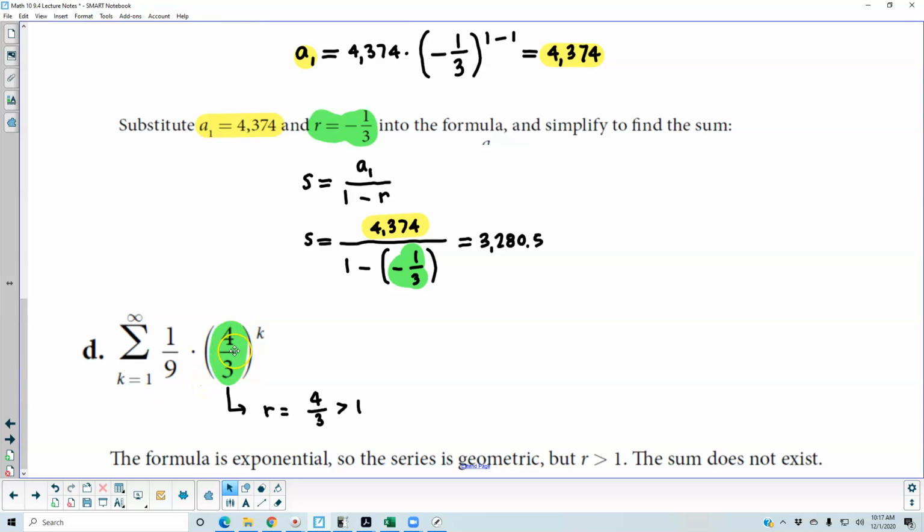Okay, the last one, part D. Well, we can see that the formula is exponential, and so the value of the common ratio is 4/3. R is equal to 4/3, so it's exponential, which means that the series is geometric, but the value of 4/3 is greater than 1. It doesn't fall within that range of -1 and 1. And therefore the sum does not exist.